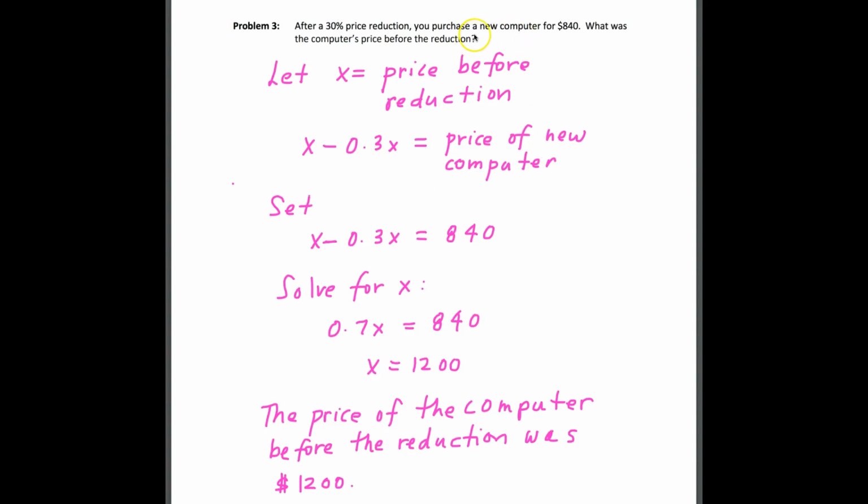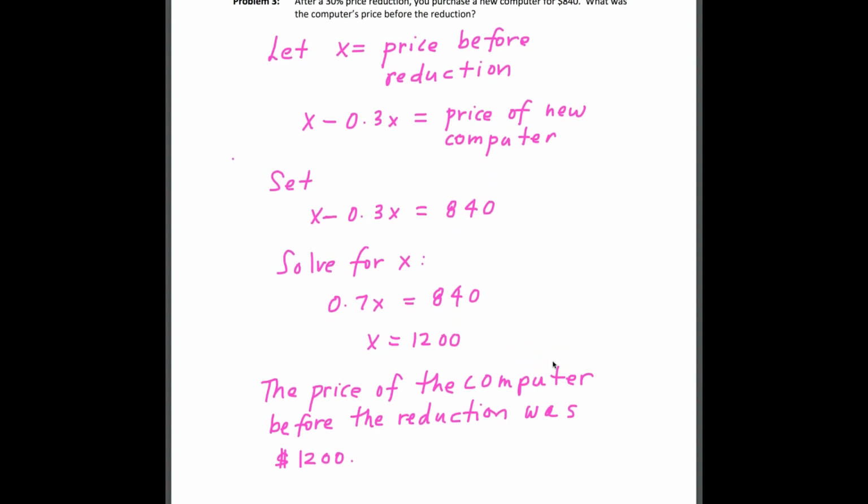So here we purchase a new computer for $840. I have to set this expression equal to $840. Then the rest I think will be pretty straightforward for you. Notice these are both involving x. You can assume there's a 1 here. So that would be 0.7x is equal to 840, or I get x is equal to 1200. So the price of the computer before the reduction was $1200.